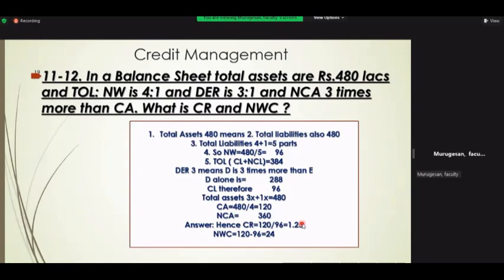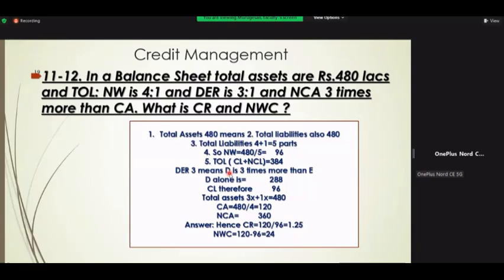Which one, madam? Here it is. D means long term debt. D is NCL. Okay. NCA, NCL. D is equivalent to NCL. Sometimes they will call it NCL, and sometimes, in the debt equity ratio, they will call it D. D means not short term debt, only long term debts: long term provisions, long term funds. Long term funds are considered as D. Okay, understood. That is how you have to interpret.